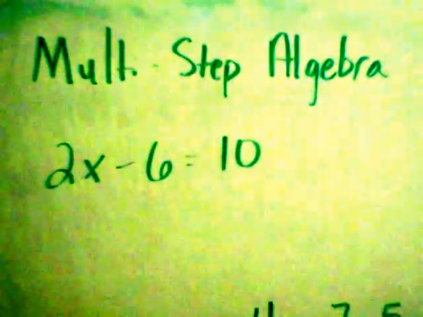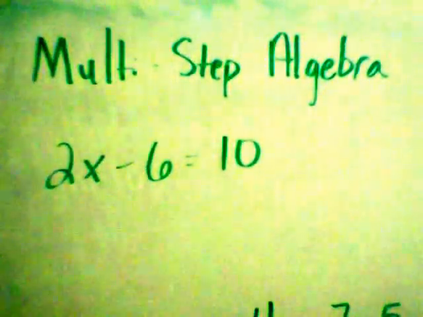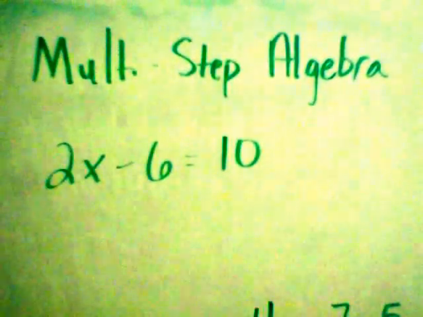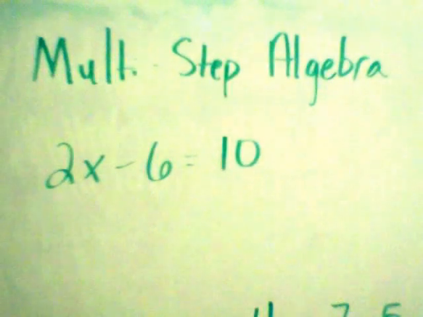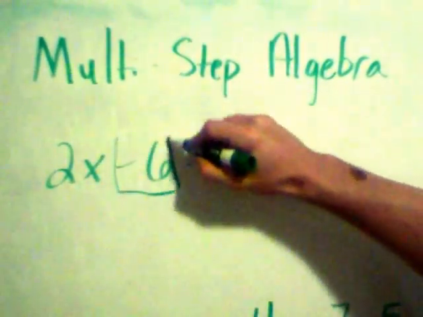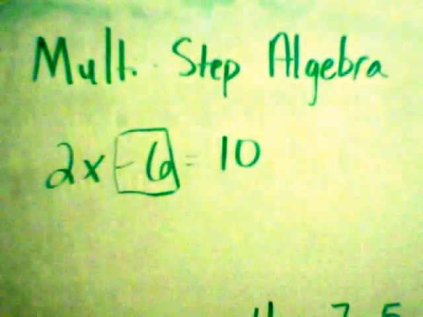So I've got a couple of problems, and the easiest way to do it is just to jump into it, and we'll talk about the different steps as we go along. The first problem I have is 2x minus 6 equals 10. Well, the first thing that we want to do is take care of the number that is not with the variable. So we leave the number with the variable for last. So let's worry about this minus 6.